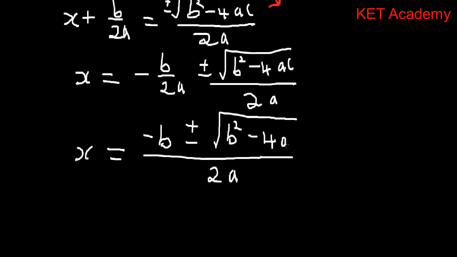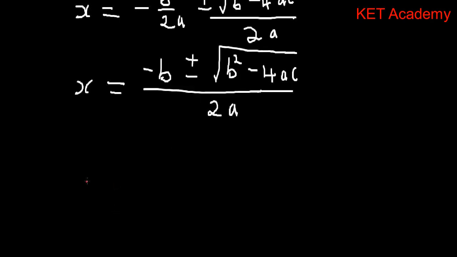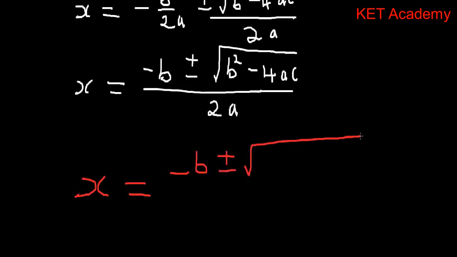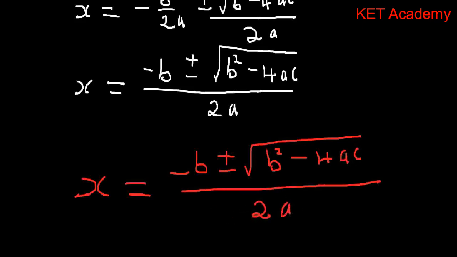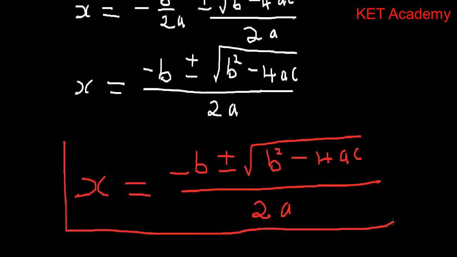If you look at it very well, you'll be able to recognize that this is the quadratic formula, which is of the form x equal to minus b plus or minus the square root of b squared minus 4ac all over 2a. So this is the quadratic formula.